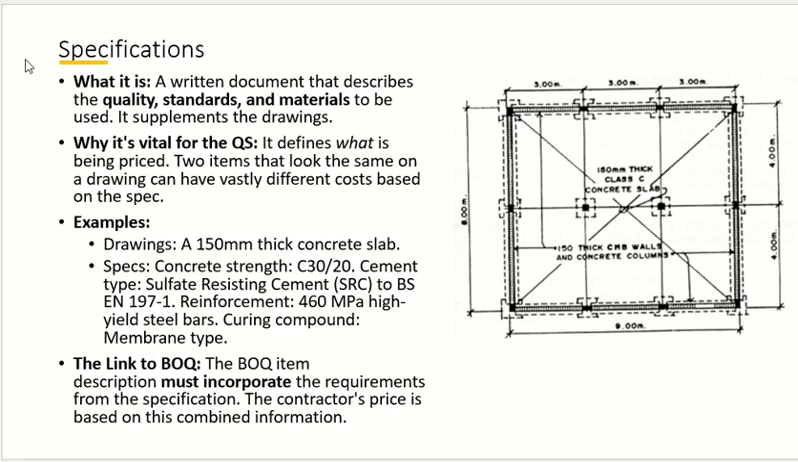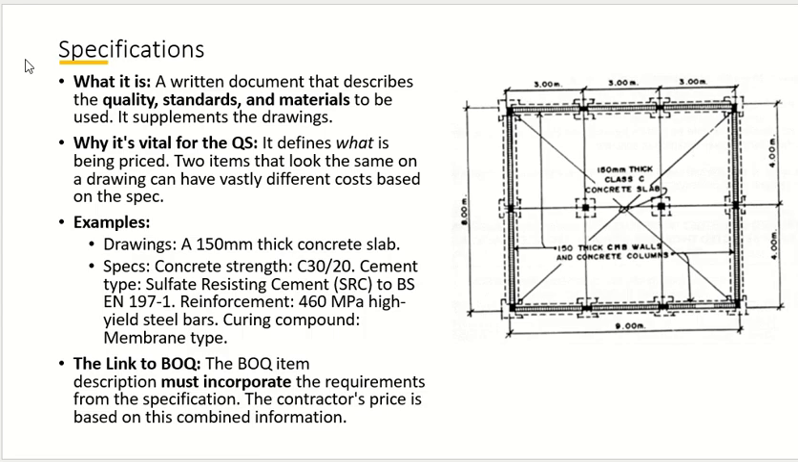So for example, we have a 150 millimeter thick slab. If the specification tells you that the concrete which we are going to use in the slab is 30 by 20, so this is normal cement. 30 is the strength of the concrete, and 20 is the aggregate size. And the cement which we are going to use is sulfate resisting cement. Normally we use it for underground work. And it should be according to British standards so and so.